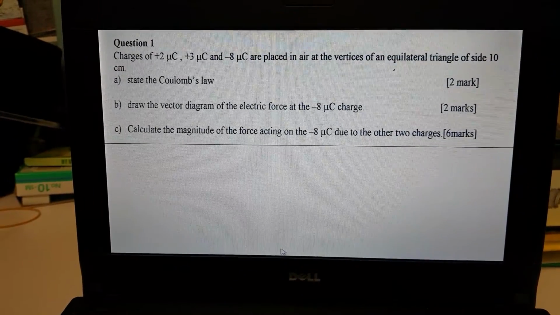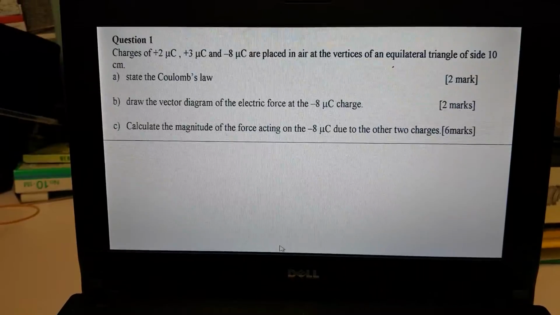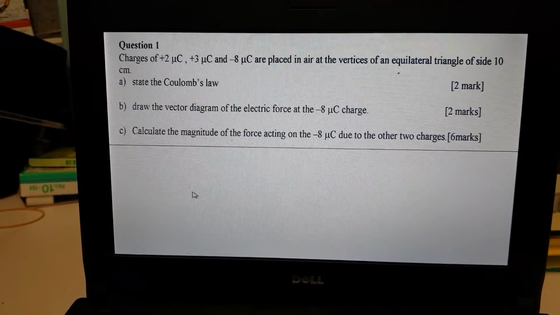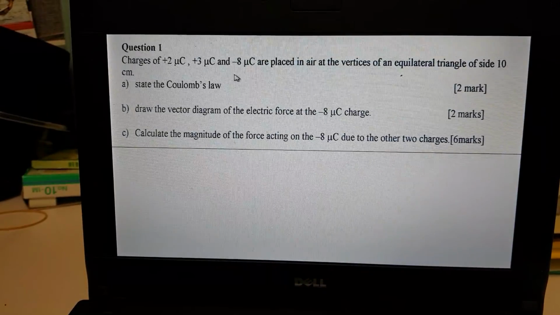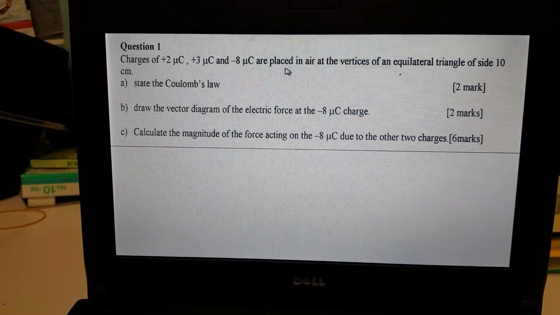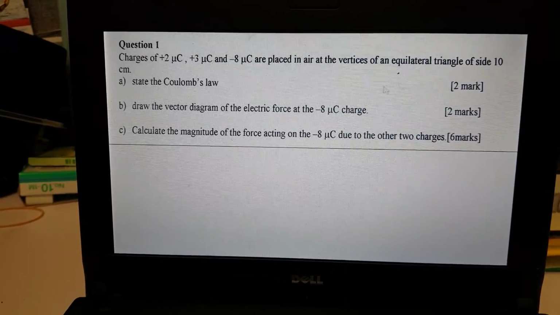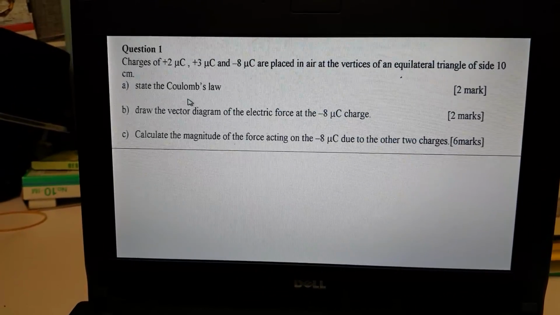Okay, for question 1, charges of positive 2 microcoulomb, positive 3 microcoulomb and negative 8 microcoulomb are placed in air at the vertices of an equilateral triangle of side 10 cm. State Coulomb's law.